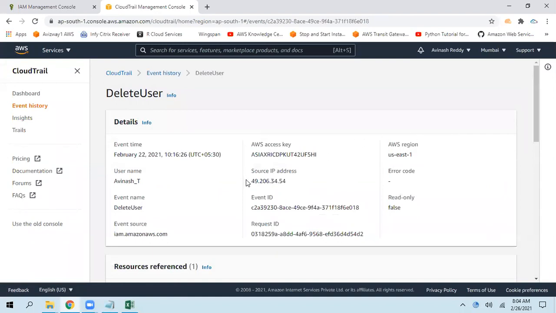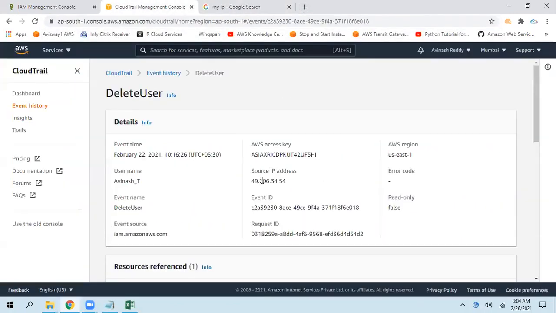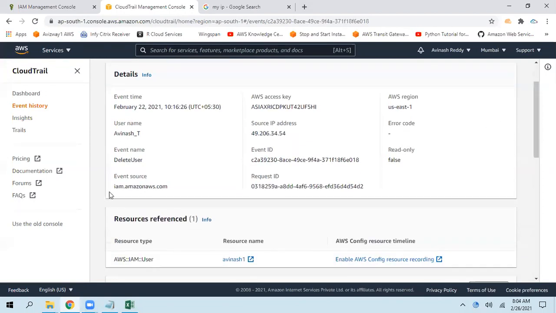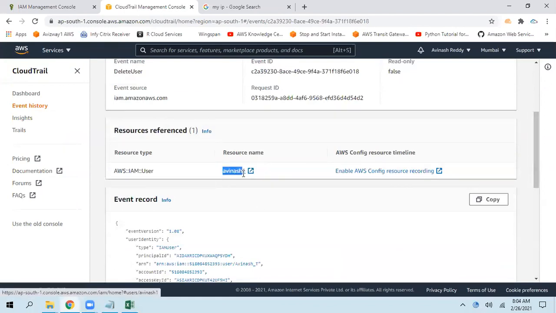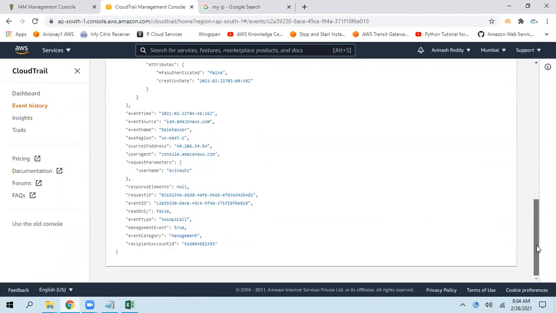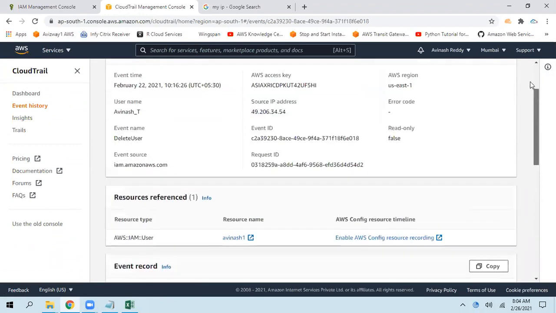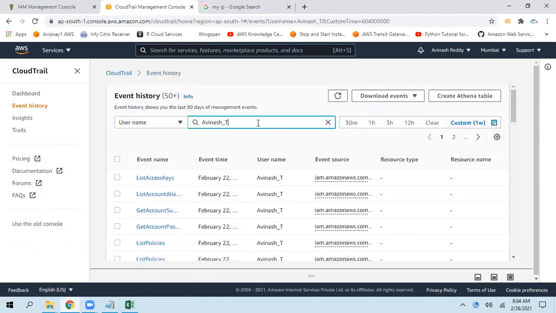It shows it came from this particular public IP address. Most of the time I connect from this 49 dot, and it's the same 49 dot. So from this network, I tried to create an IAM user. What is that IAM username? The IAM username is Avinash1. So this Avinash_T user got deleted, and the Avinash1 user. This is the activity it shows, in JSON also, including at what time it happened. So you can pick a username.